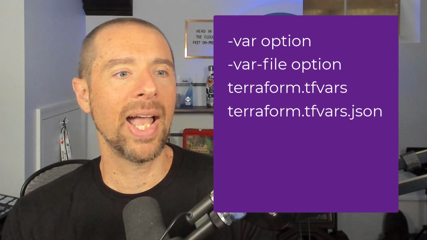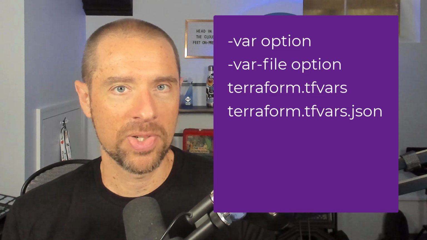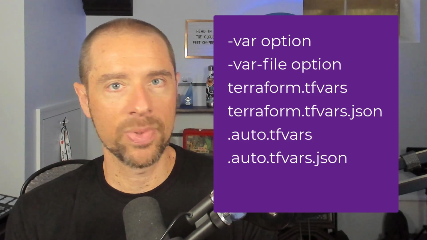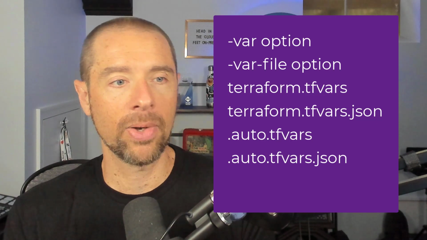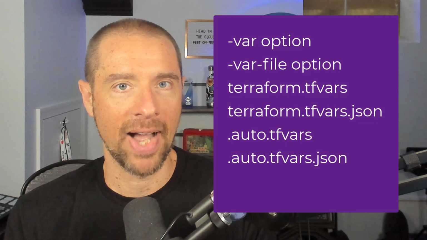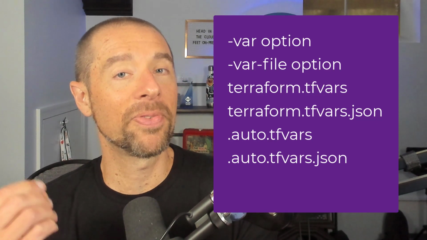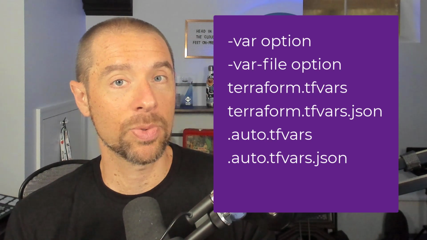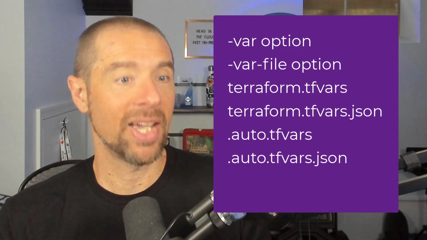Now, what if you have other files that you want to evaluate? Well, you can add .auto.tfvars to a file or .auto.tfvars.json to a file. And if it finds either of those files inside the working directory of your root module, those will also be evaluated.